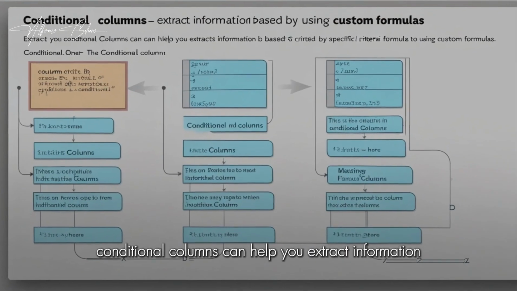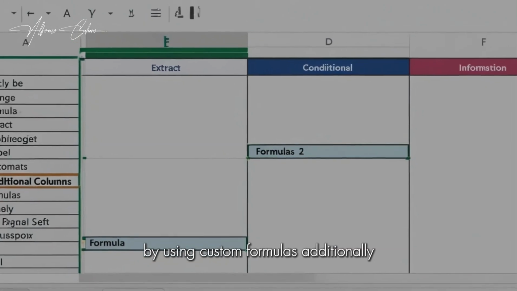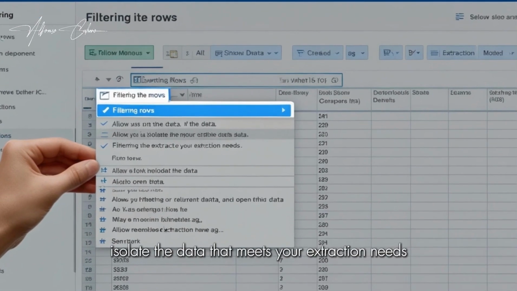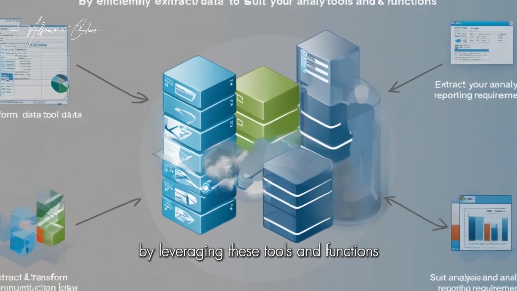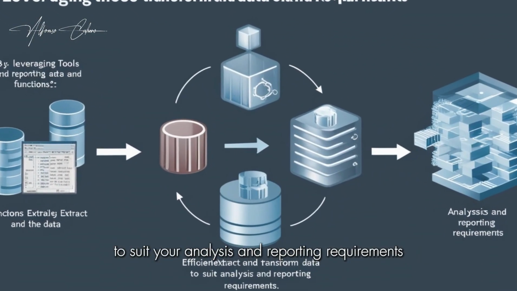Conditional columns can help you extract information based on specific criteria by using custom formulas. Additionally, filtering rows allows you to isolate the data that meets your extraction needs. By leveraging these tools and functions, you can efficiently extract and transform data to suit your analysis and reporting requirements.